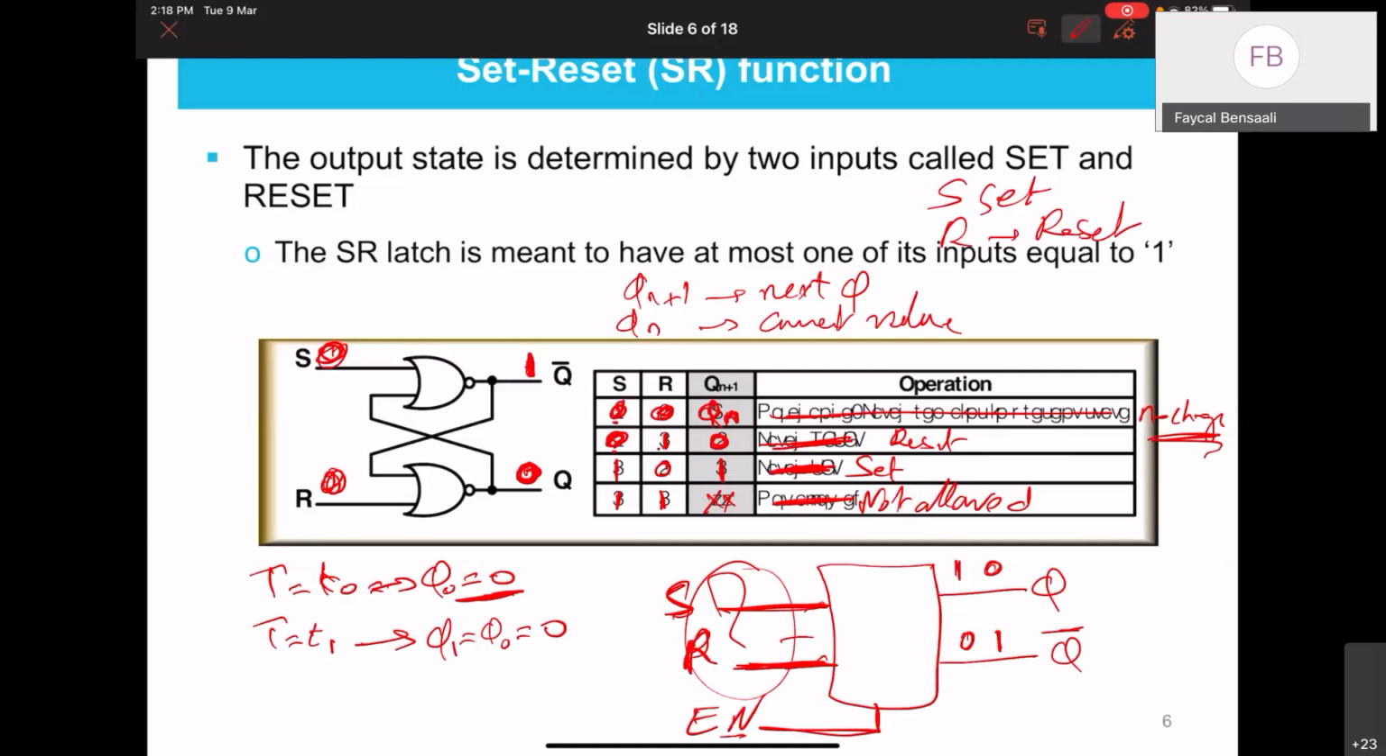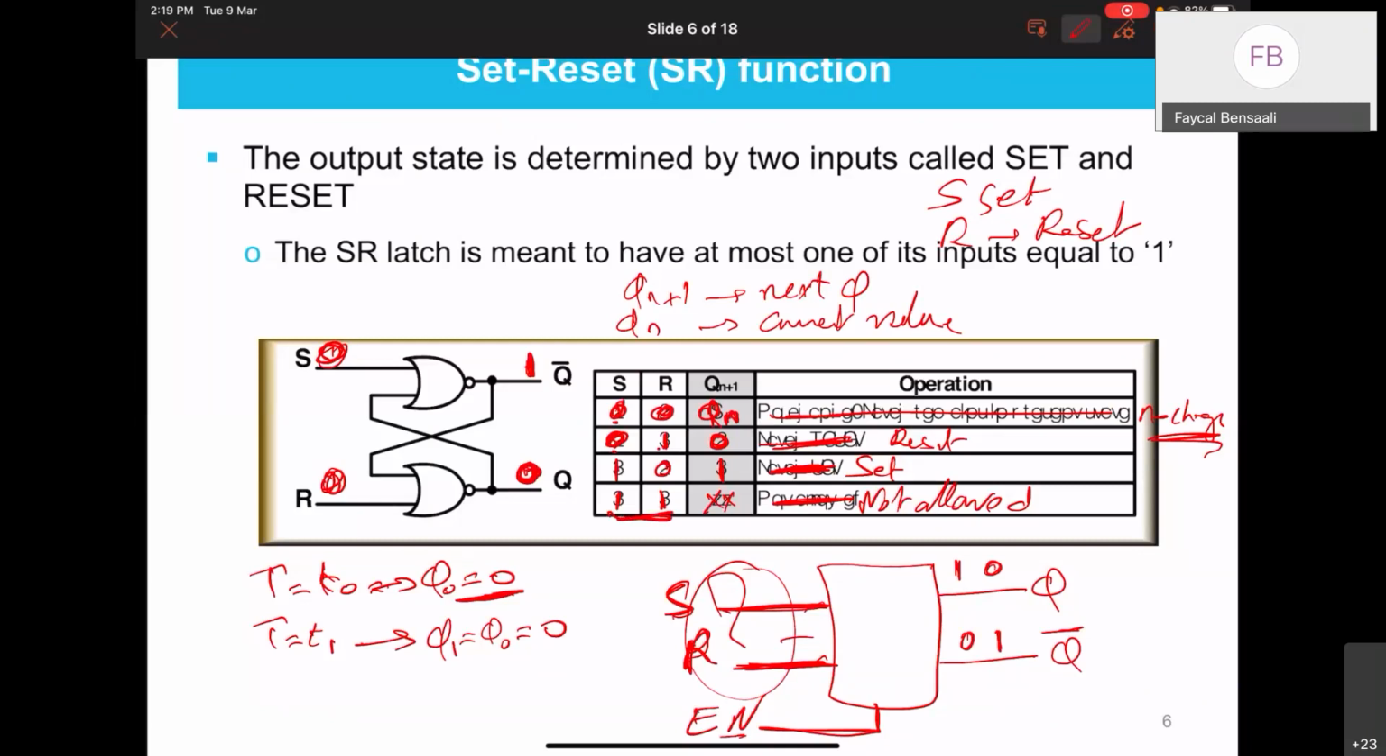So you are resetting. This is a reset. Q is 0. Regardless of what the previous Q was, it will be reset to 0. 1, 0 is a set. So regardless of its previous value, we set it to 1. We force it to 1.